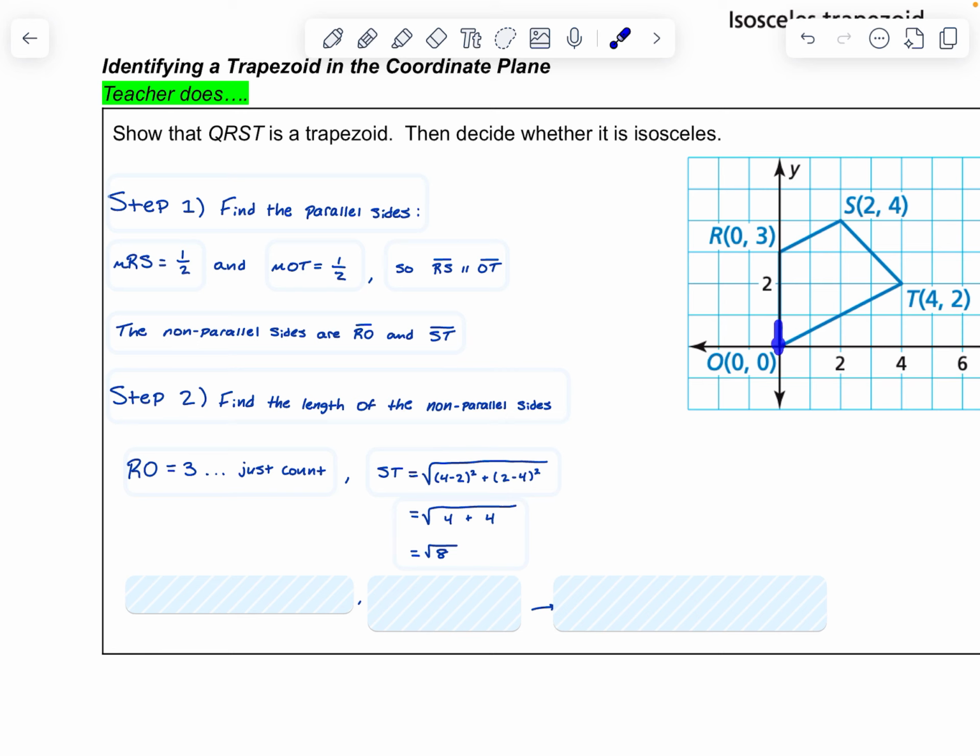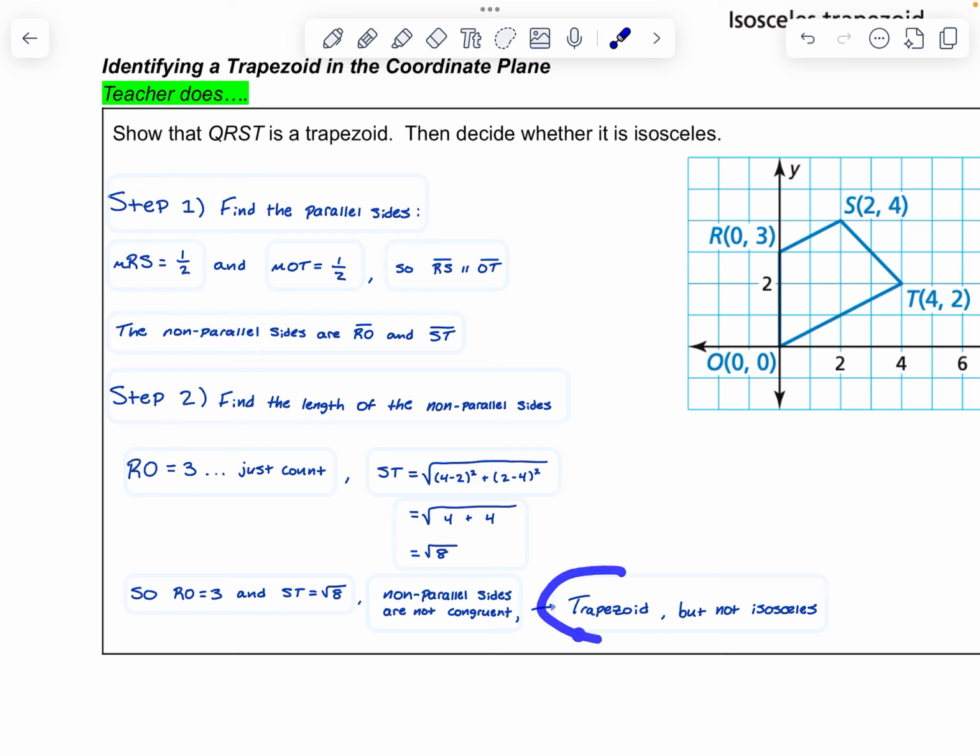So we found the length of RO to be 3 and the length of ST to be the square root of 8. Are they the same? Are those the same length? No. The non-parallel sides are not congruent. It's a trapezoid, but it is not an isosceles trapezoid. You can look and see what the square root of 8 is. It's 2 point something. If that was instead the square root of 9, well, the square root of 9 is just 3, so then they would be, but that's not the case here.